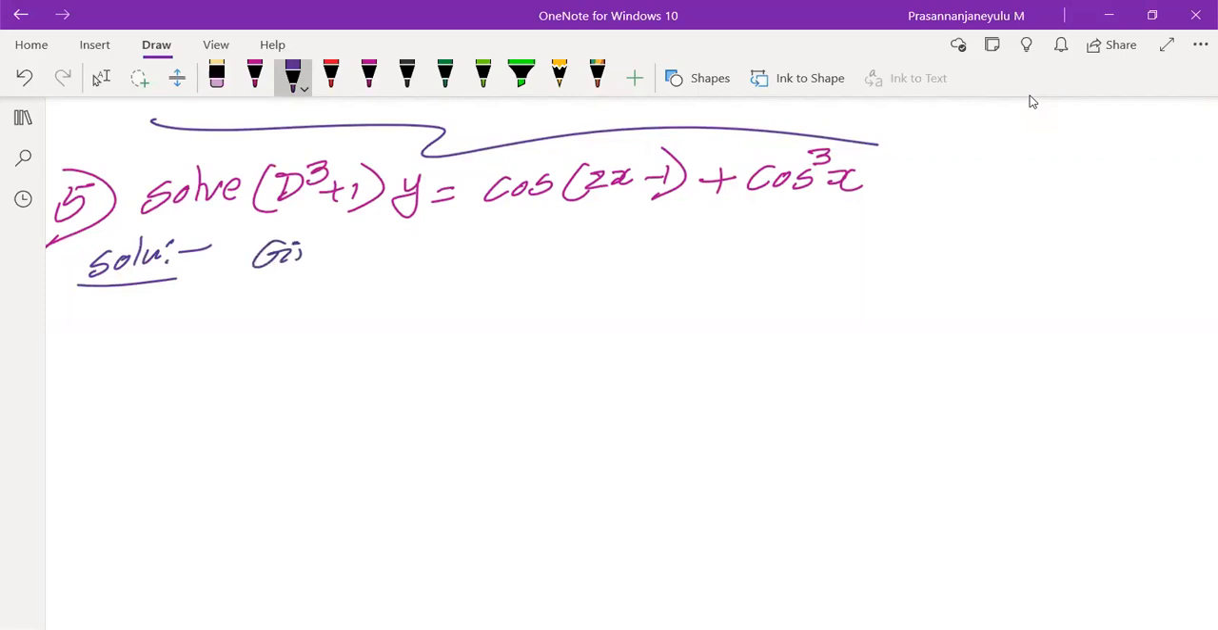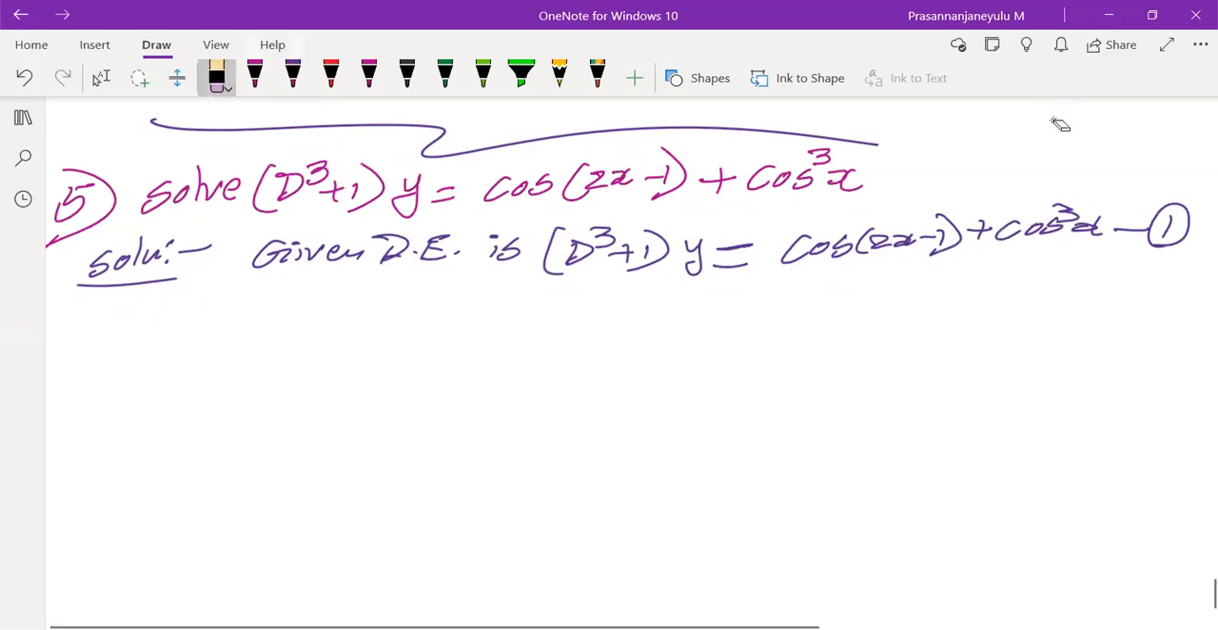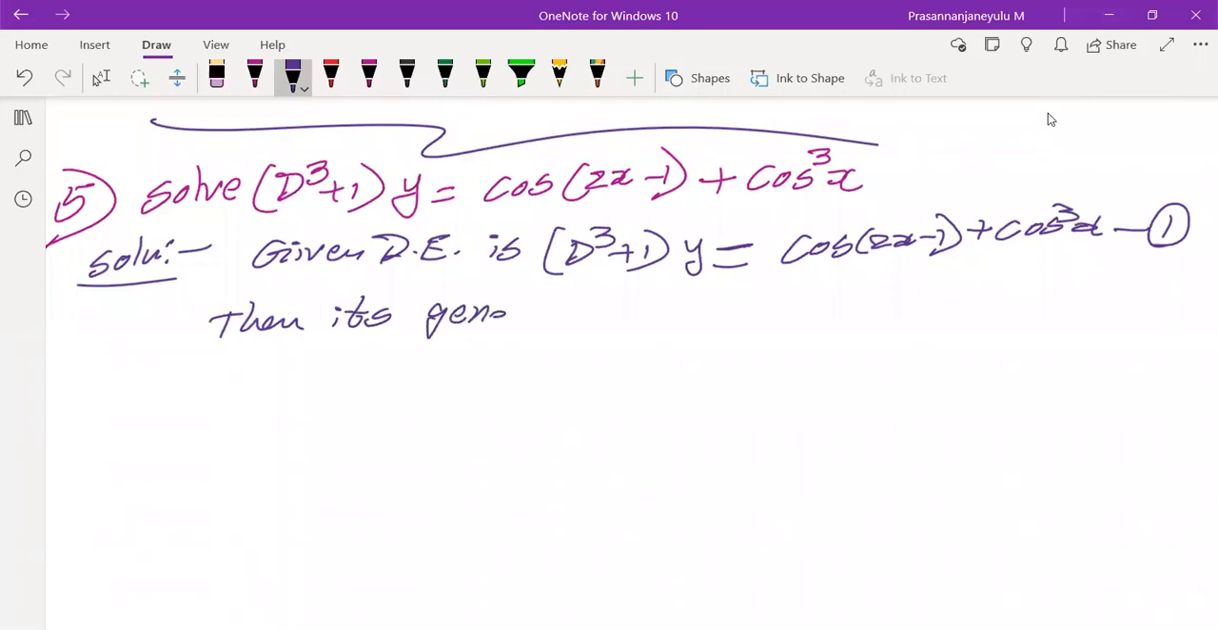So the given DE is D cube plus 1 of y equals cos of 2x minus 1 plus cos cube x. Take it as equation number 1. And what is the general solution of equation number 1? It is a third order linear differential equation with constant coefficients. Is it homogeneous or non-homogeneous? Non-homogeneous, because on the right hand side the Q of x function exists. Because of that reason, its general solution is y equals yc plus yp.